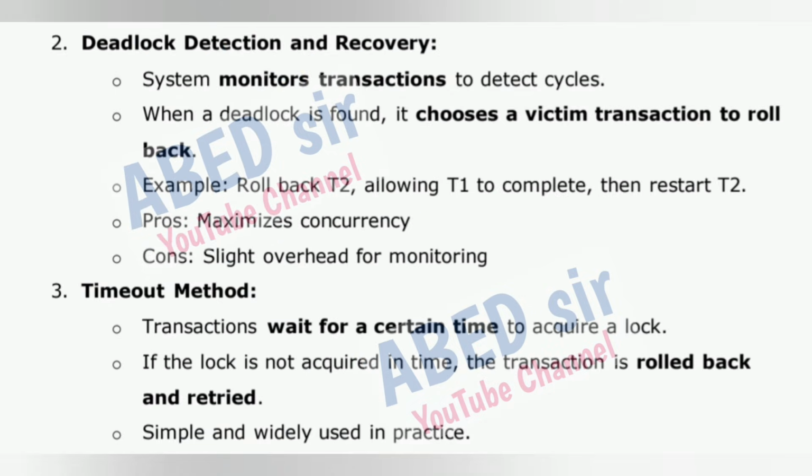2. Deadlock detection and recovery. System monitors transactions to detect cycles. When a deadlock is found, it chooses a victim transaction to roll back. Example, roll back T2 allowing T1 to complete, then restart T2. Pros, maximizes concurrency. Cons, slight overhead for monitoring.